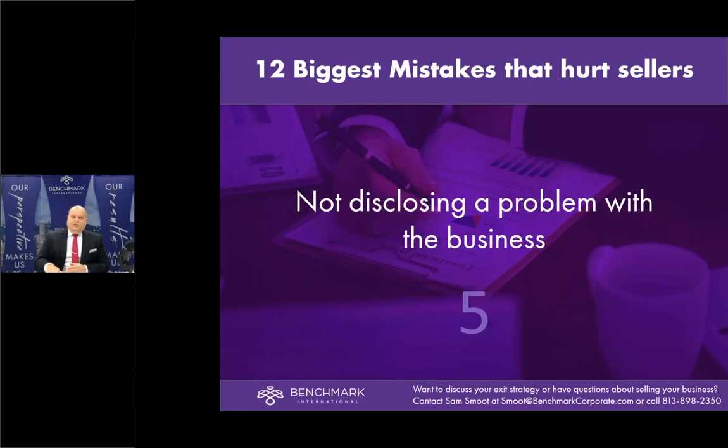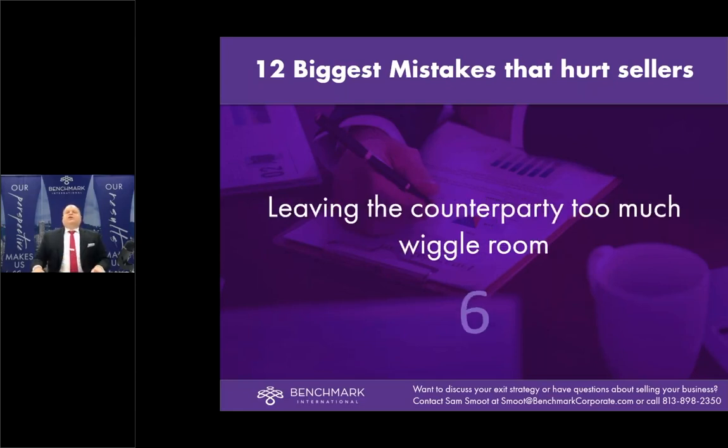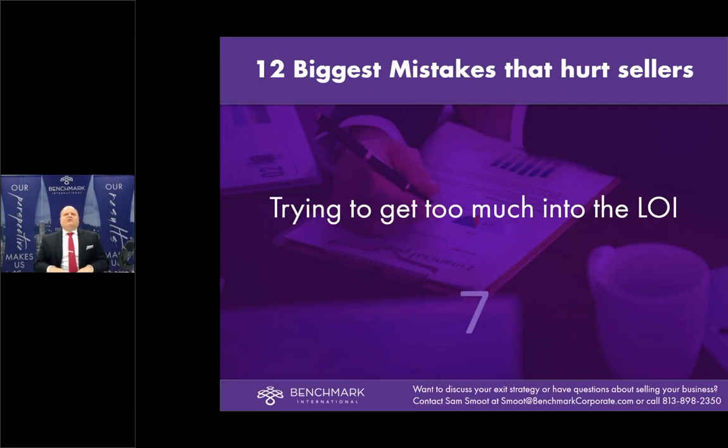Number 6, leaving the counterparty too much wiggle room. Boy, there are so many ways that this can be done. What I'll leave it with is, read every sentence of the letter of intent and talk to your broker about every sentence, and figure out how much wiggle room each sentence creates and whether or not it would be realistic to try to narrow down that amount of wiggle room. Again, every sentence of the letter of intent should be looked at on a standalone basis for this issue.